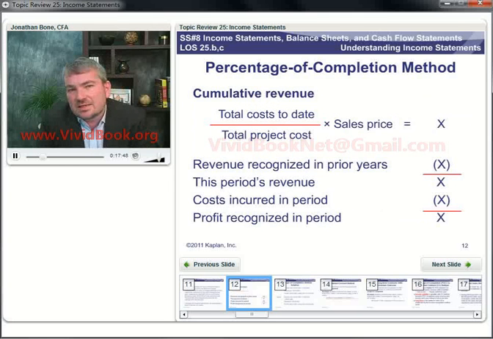Okay, so this is how we're actually going to work out the cumulative revenue to recognise in our income statement. We take the total cost to date over the total project cost. So costs incurred over total project cost times the contracted selling price, and that gives us the cumulative revenue to date. Now, some of that revenue might well have been recognised in previous years, so we need to deduct revenue recognised in previous years' income statements, and that gives us this year's sales figure, this year's revenue figure. Then deduct the costs incurred in this year to get the profit that will show up in this year's income statement.